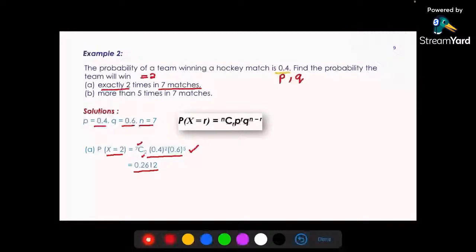How smart you are, how brilliant you are, you have to write this. Remember this. Okay, now we go to the second one.